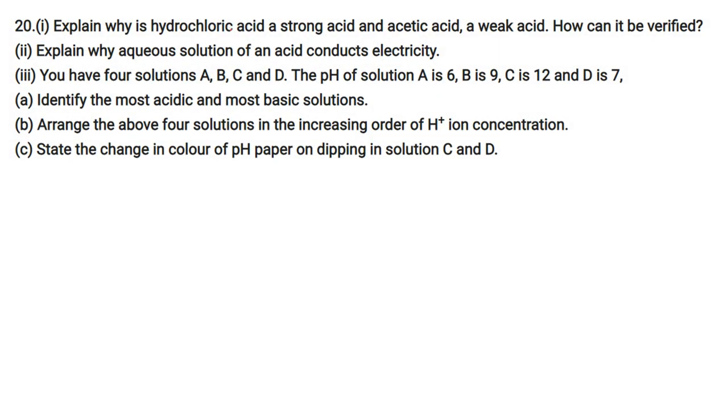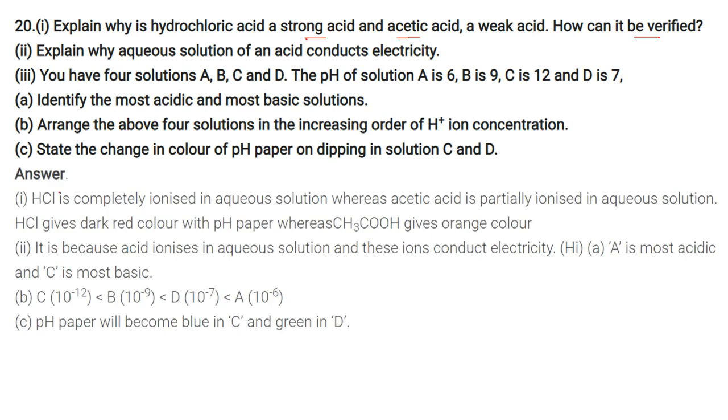Explain why hydrochloric acid is a strong acid and acetic acid is a weak acid. How can it be verified? Let us take one by one. See, HCl is completely ionized into H plus and Cl minus in aqueous form, whereas acetic acid is partially ionized in aqueous solution. So HCl gives dark red color with pH paper, whereas CH3COOH, that is the acetic acid, will give you orange color.